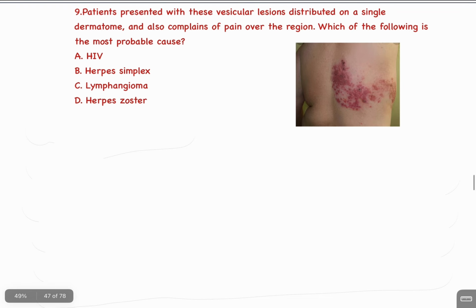Question number 9. Patient presented with these vesicular lesions distributed on a single dermatome and also complains of pain over the region. Which of the following is the most probable cause? A. HIV, B. Herpes simplex, C. Lymphangioma, D. Herpes zoster.